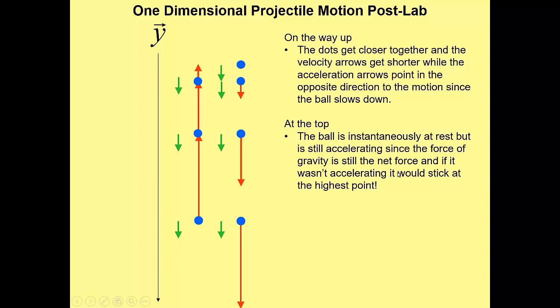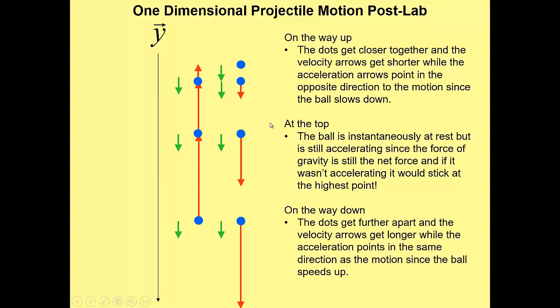All right, so here's that. And what's happening on the way down? Well, kind of the opposite thing that's happening on the way up. The dots are getting further apart. The velocity arrows are getting longer. And note now the acceleration arrows, which still point down because that gravitational net force always points down, right, are now pointing in the same direction it's moving. Hence, it's speeding up. Right?